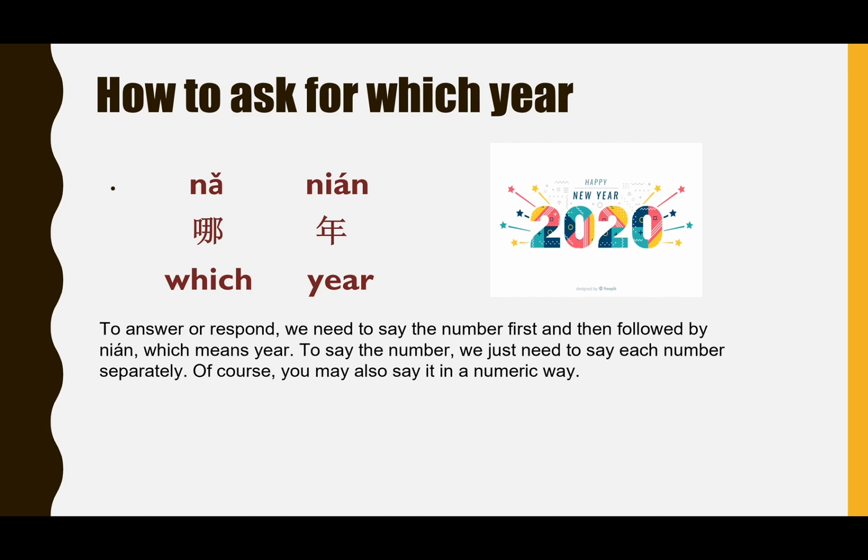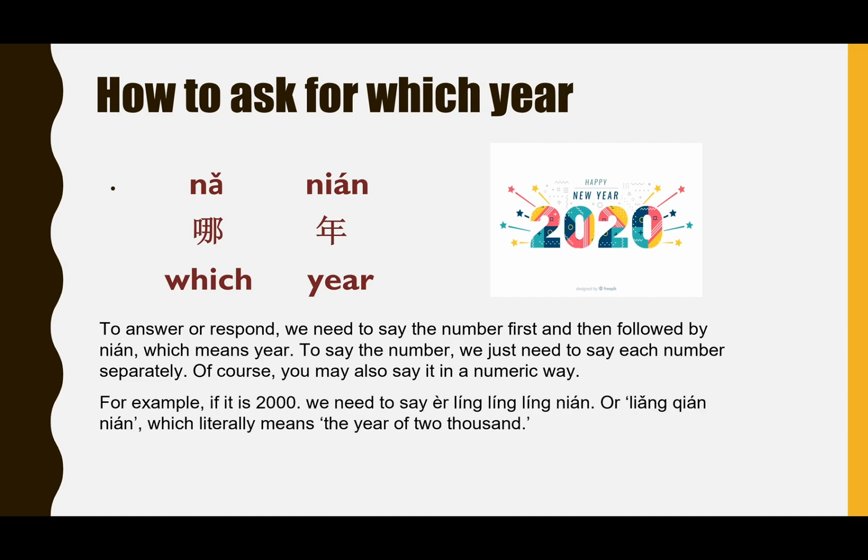To answer, we say the numbers first, followed by 年. So 年 always comes at the end. To say the number, we say each digit separately. Of course, you may also say it in a numeric way. For example, for 2000, we say 2000年, which literally means the year of 2000.